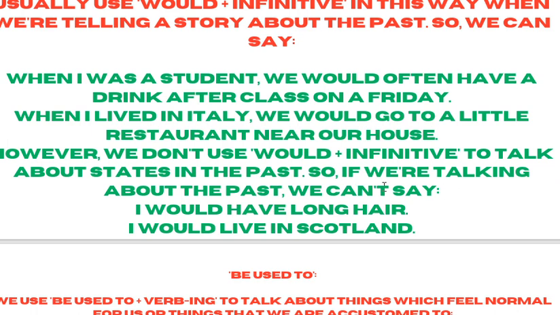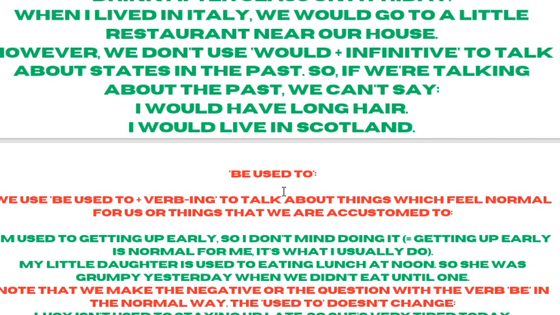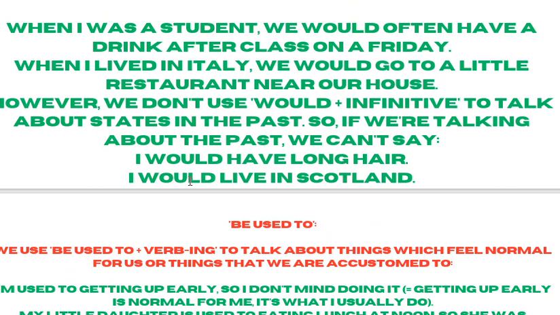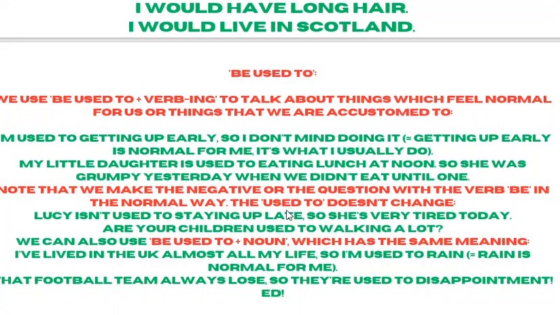If we are talking about the past, we can't say I would have long hair. I would live in Scotland. If we say this it will be wrong. Both are wrong. We should not use it in this way. That is what it means. Instead, I used to have long hair. I used to live in Scotland. That is how we say it.